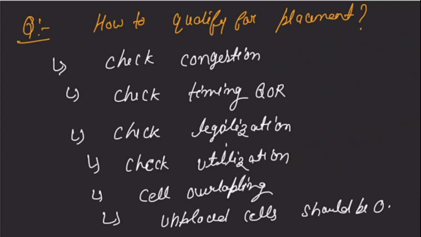Cell overlapping. There should not be any overlapping cells. Unplaced cells should be 0. So these are the basic checks we need to do before qualifying the placement, or before going to the next step, that is CTS.